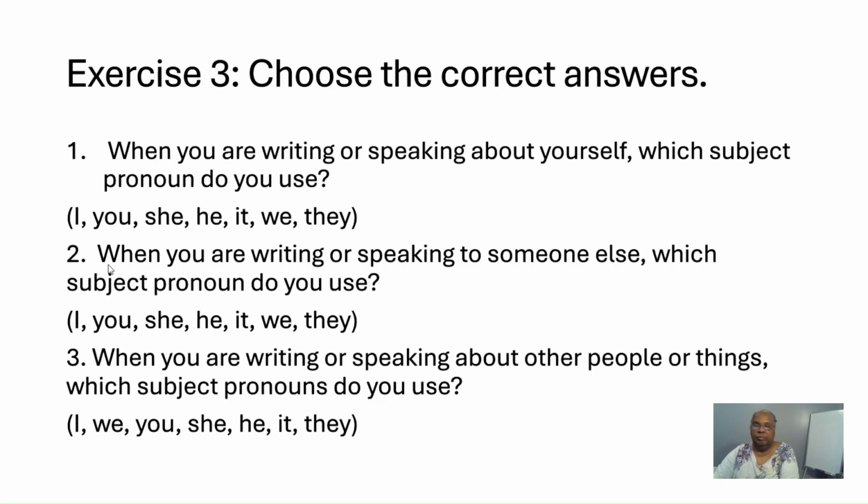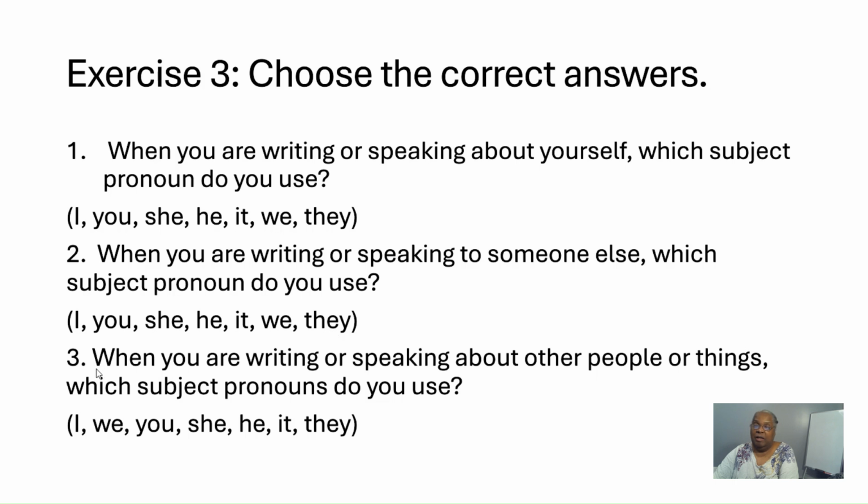Number 2, when you are writing or speaking to someone else, which subject pronoun do you use? You can choose from among the pronouns I, you, she, he, it, we, they.